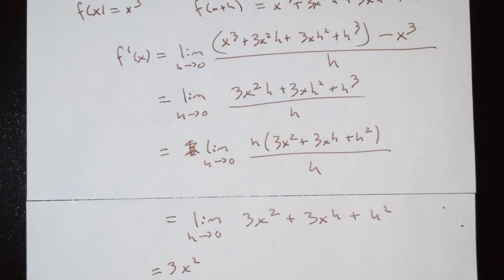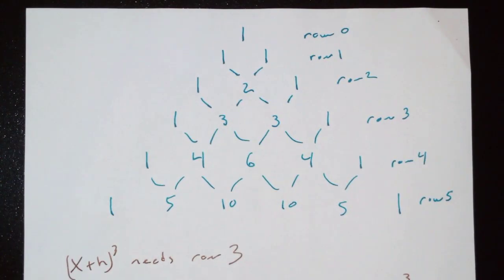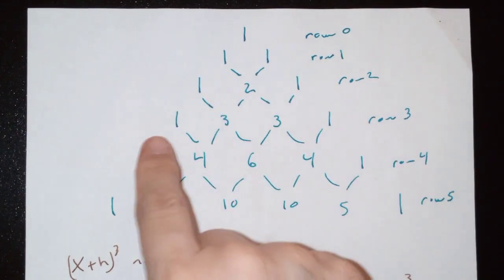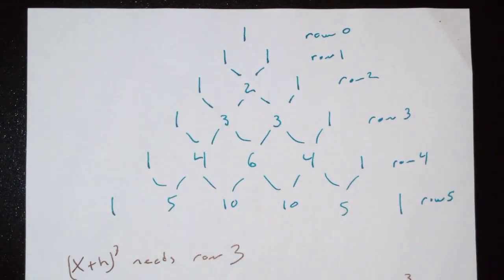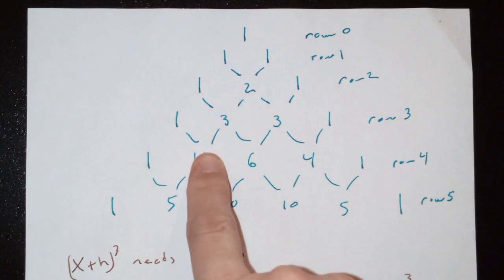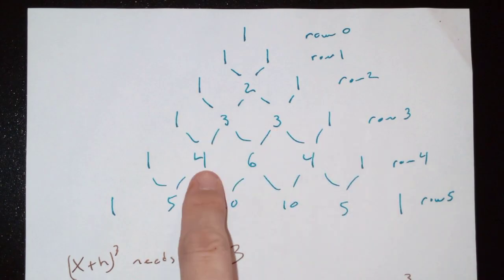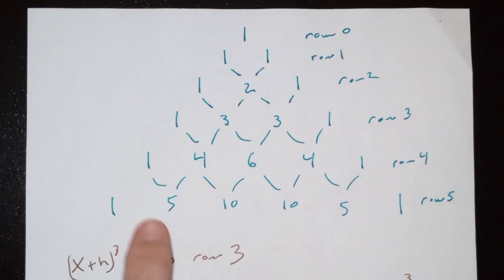The advantage to this. Let me go back to Pascal's triangle for a second. Please notice, as I go across here, I start with x to the highest power and no h's. This piece is going to have one h. This is going to have two h's. This is going to have three h's. 1h, 2, 3, 4. 1h, 2, 3, 4, 5.